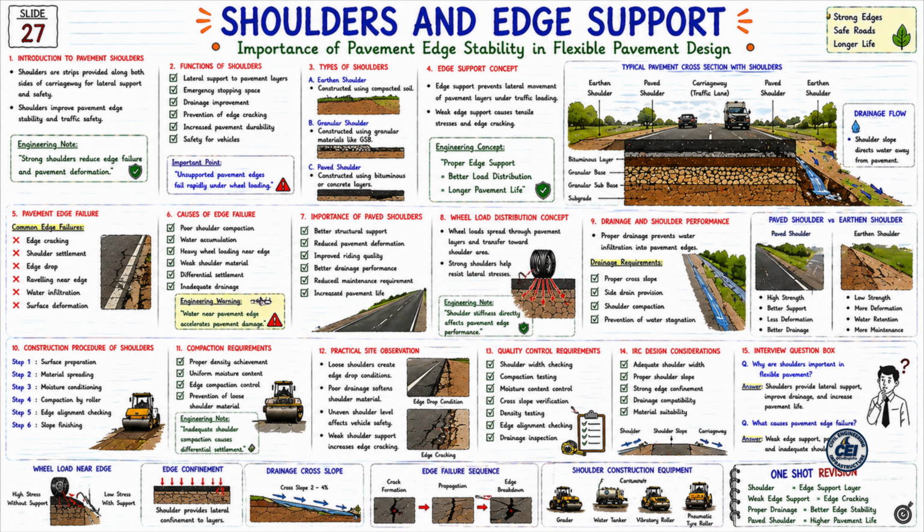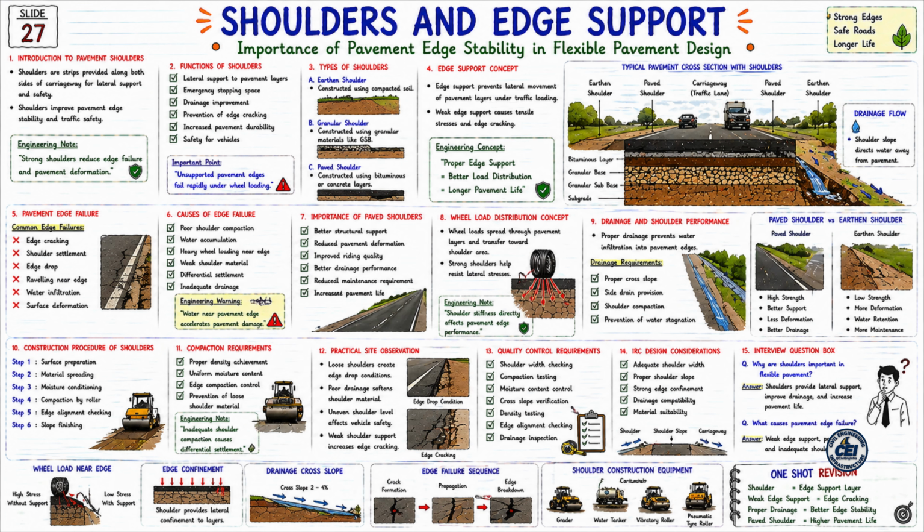1. Introduction to pavement shoulders. Shoulders are those strips which are provided on both sides of the carriageway. What is their purpose? Providing lateral support. To improve safety. Shoulders improve pavement edge stability and also increase traffic safety. See the engineering note below. Strong shoulders reduce edge failure and pavement deformation. And proper shoulder construction is very important in highway projects.